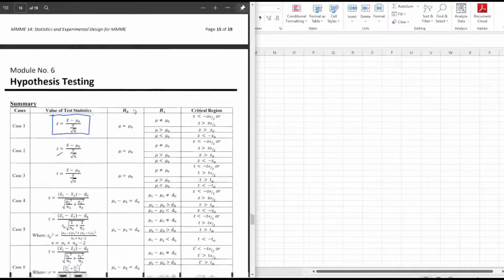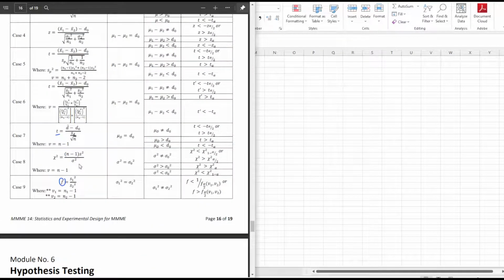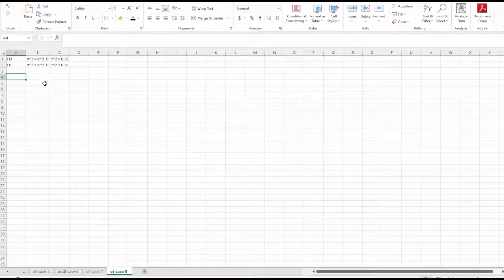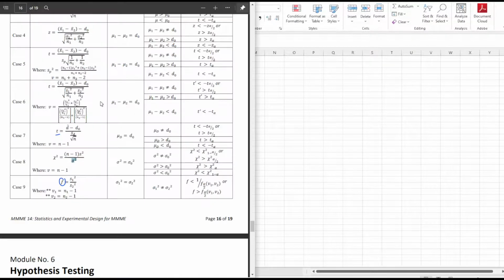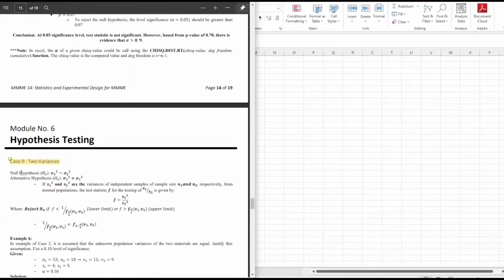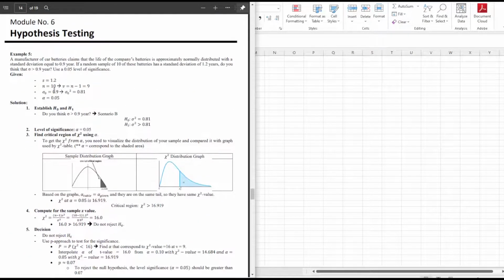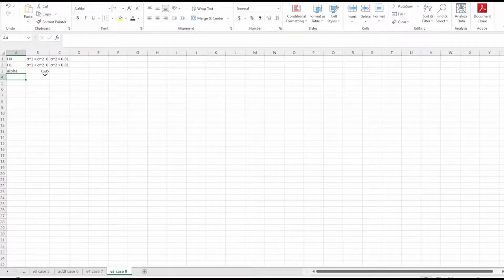Now, for case 8, we actually need to use the chi-square value. Ito siya. And the chi-square is given as n minus 1 times the sample variance divided by the population variance. Okay? So, let's set the alpha value muna. Alpha is equal to 0.05. Okay, so our alpha value is 0.05.